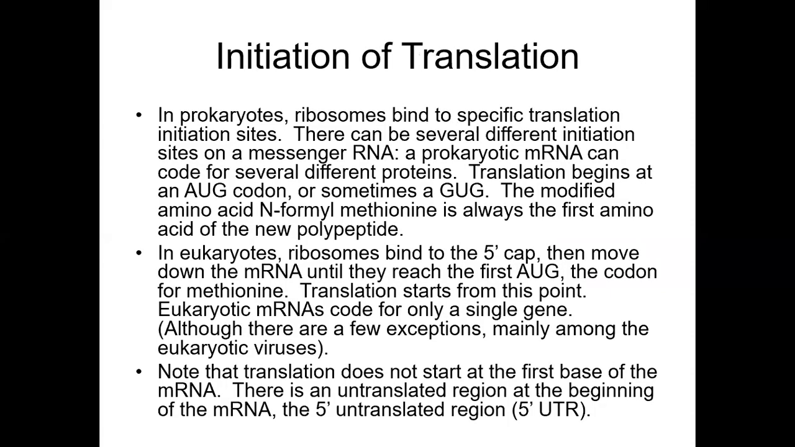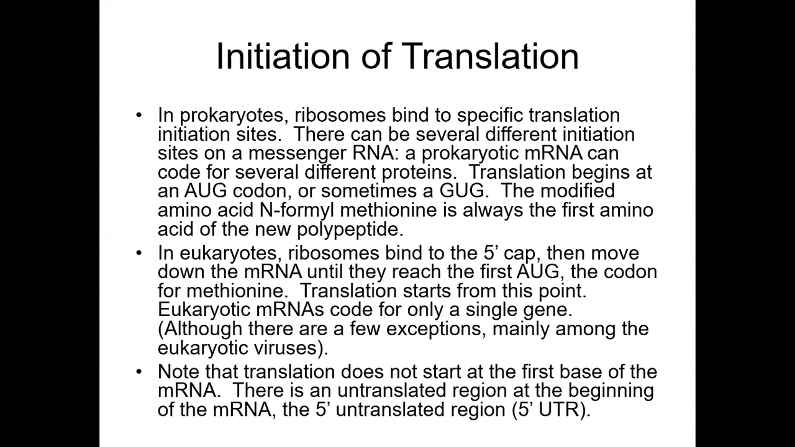Then the process of translation and initiation of translation, how it takes place in prokaryotes and eukaryotes, is somewhat different, but the mechanism is mostly the same. First, we will discuss prokaryotes. In prokaryotes, the ribosomes bind to a specific translation initiation site. The first step is initiation. There may be different initiation sites on the messenger RNA. A prokaryotic mRNA can code for several different proteins.